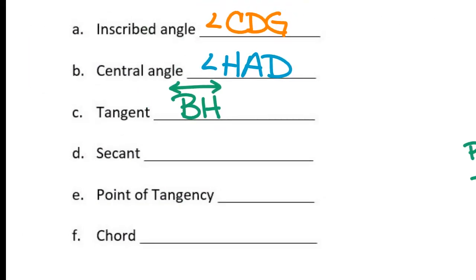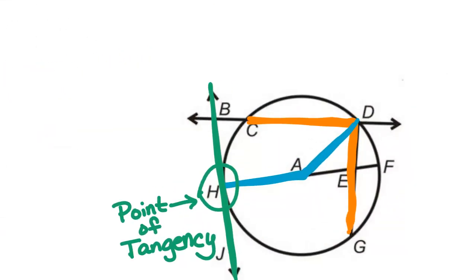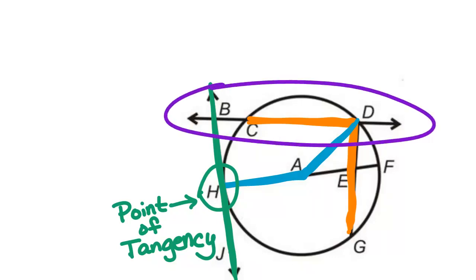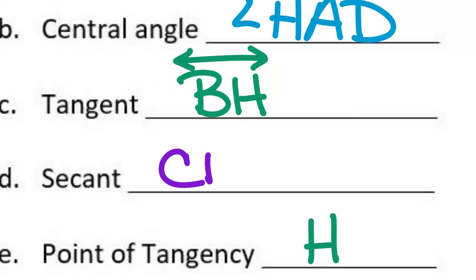So that is the answer to part E right here. That is point H. A secant is a line that goes all the way through my circle. It can go all the way through on just one side or both sides, as long as one piece of the chord extends beyond the circle. So BD, or I could call that CD, would be a secant. It would be line CD.